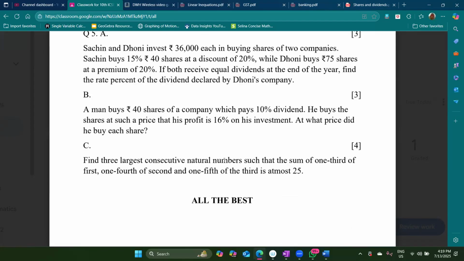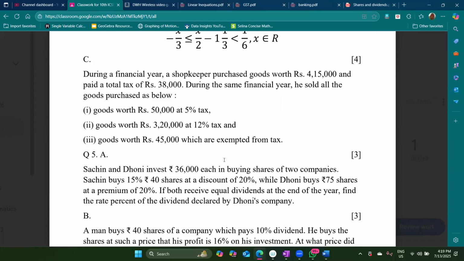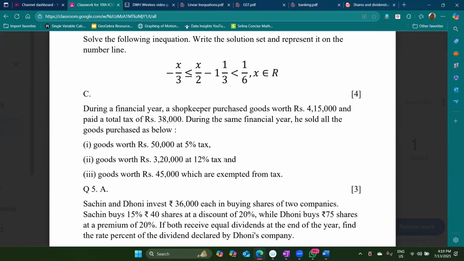Wait. Yeah. So here the question actually was, what is the net GST that this dealer will need to pay?